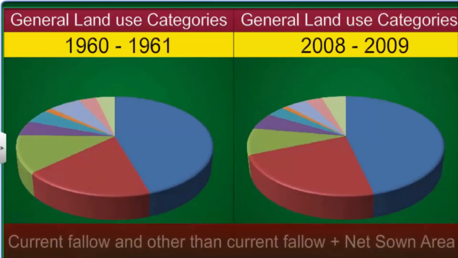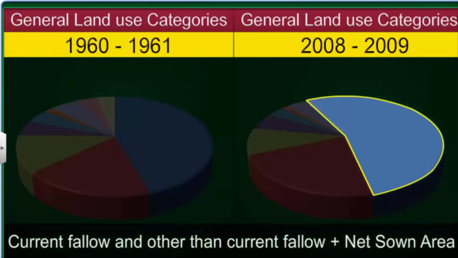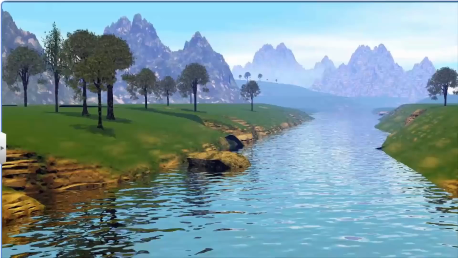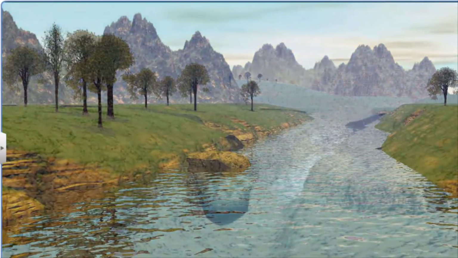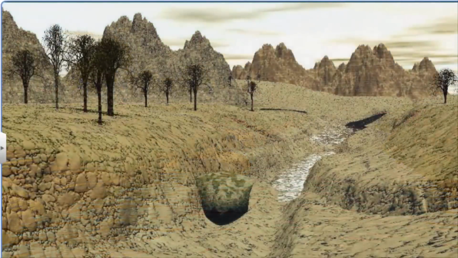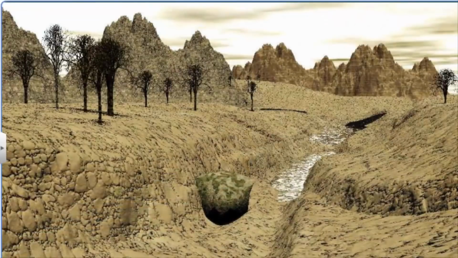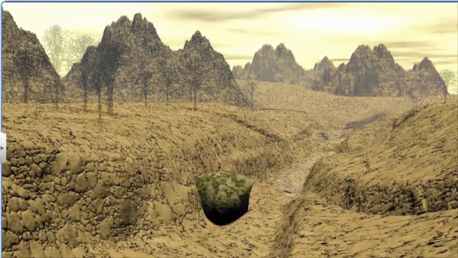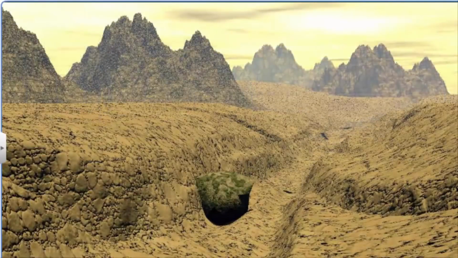However, if these lands are included in the net sown area, since these lands are cultivated once or twice in 2 or 3 years, the percentage of net sown area goes up to 54%. Continuous and indiscriminate use of land resources without taking appropriate measures results in conversion of cultivable land into barren wasteland and exploitation of our land resources. This is called land degradation.